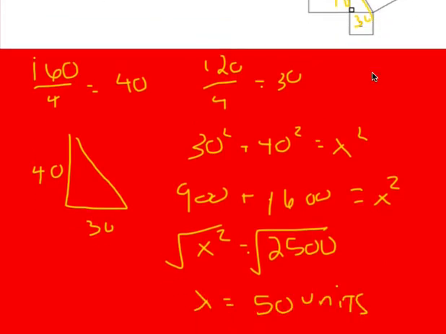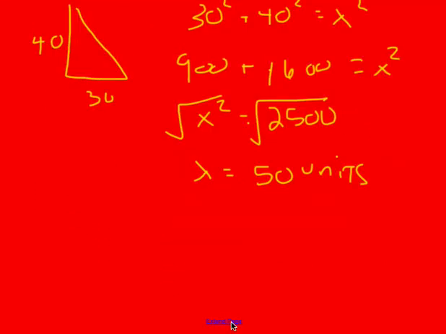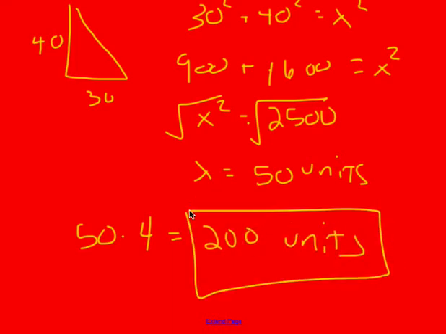Now, the question is asking us for the perimeter. So each side of that square is going to be 50 units. So all I have to do is take 50 and multiply it by 4, representing each side of the square. So 50 times 4 is 200 units. So the perimeter of that square is 200 units. Let's take a look at number 12.